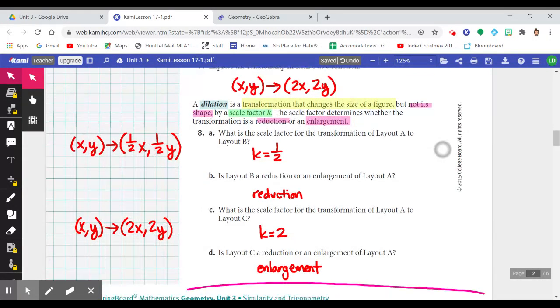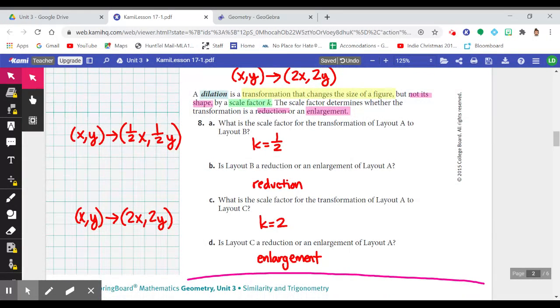And what you're discovering, these two transformations that you're performing, is called a dilation. It's a transformation that changes the size of a figure. Think about what I was asking earlier, what happened to the size, but not its shape, right?